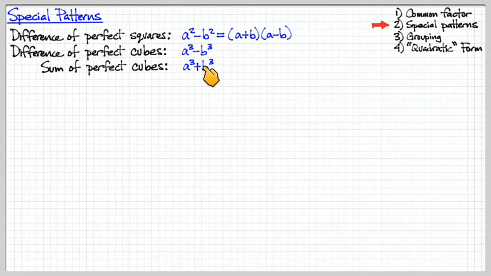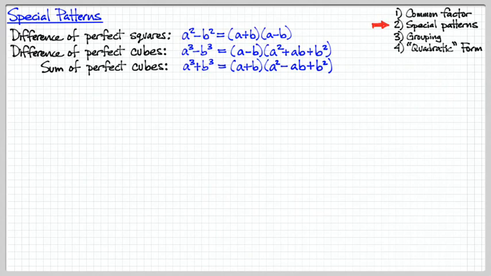Here are two more that I'm going to introduce: a difference of perfect cubes and the sum of perfect cubes. These are its factors here. So you're going to need to kind of memorize these. But it's good to know that a cubed minus b cubed is factorable. Same with a to the third plus b to the third, that it's also factorable.